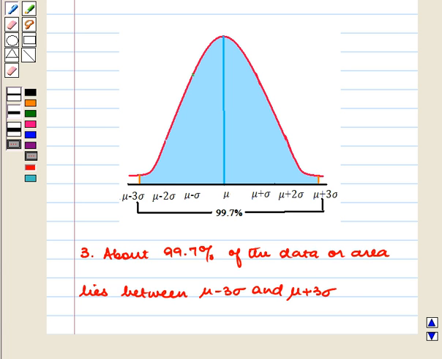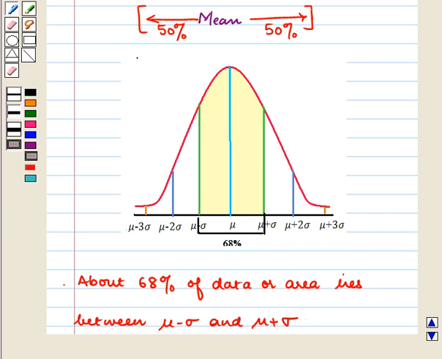Note that since the curve is symmetrical about mean, the area for values greater than mean is equal to the area for values less than mean. It means if 68% of the data or area lies between mu minus sigma and mu plus sigma, so 34% of the area will lie between mu and mu minus sigma, and 34% of the area will lie between mu and mu plus sigma.